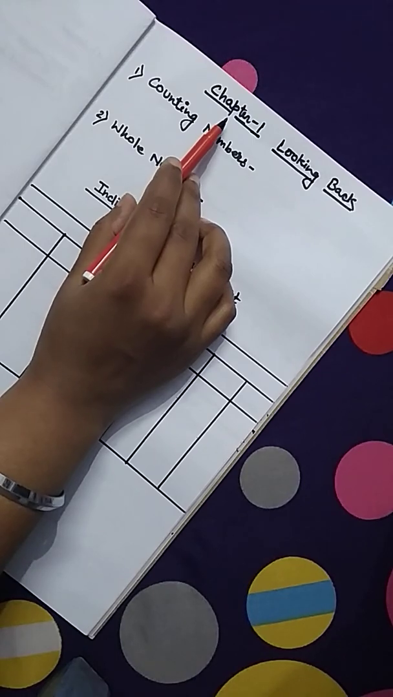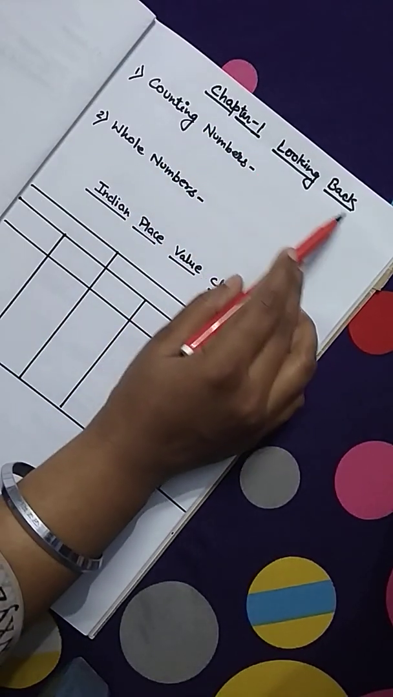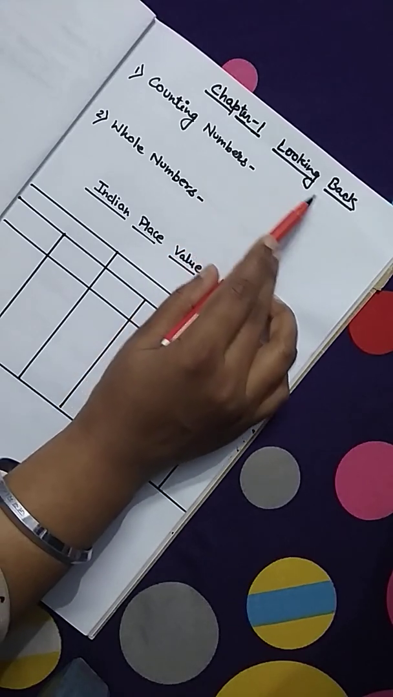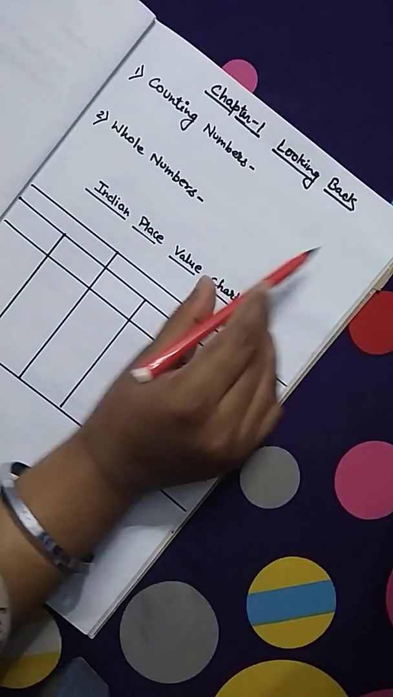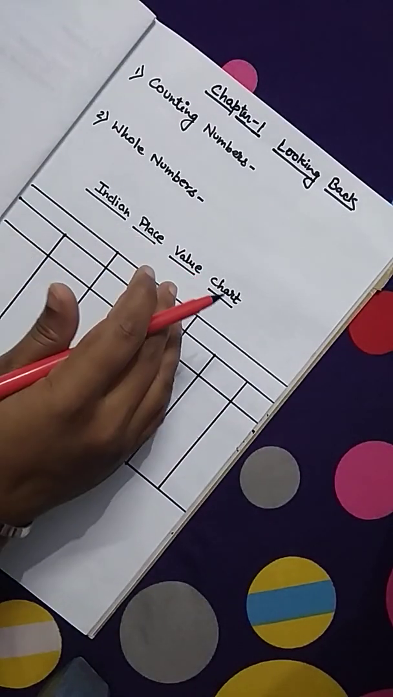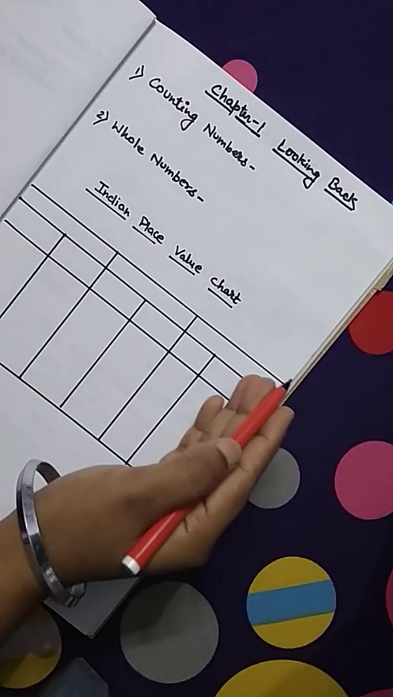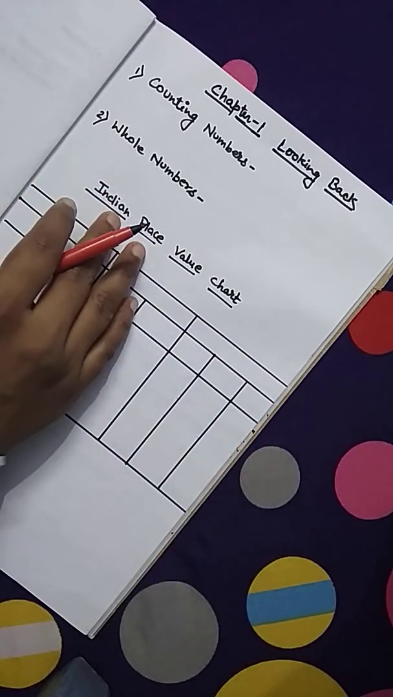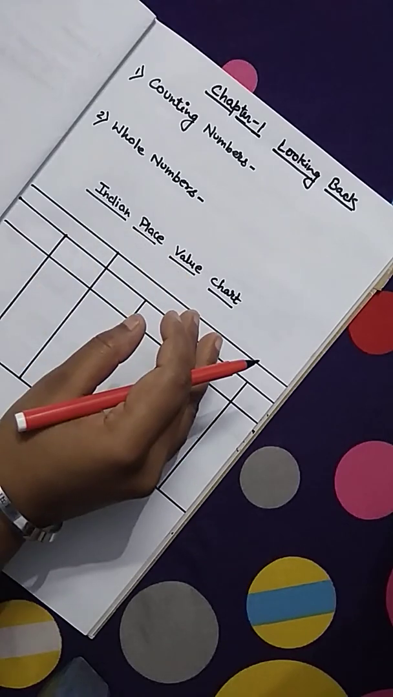Today we learn about chapter 1, that is Looking Back. Why is the chapter called so? Because in this chapter we learn about the terms that you already learned in class 4, the basic terms related to numbers.